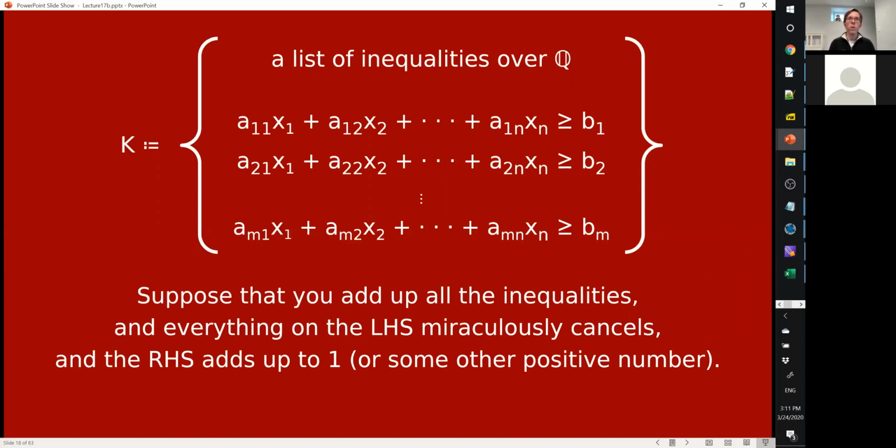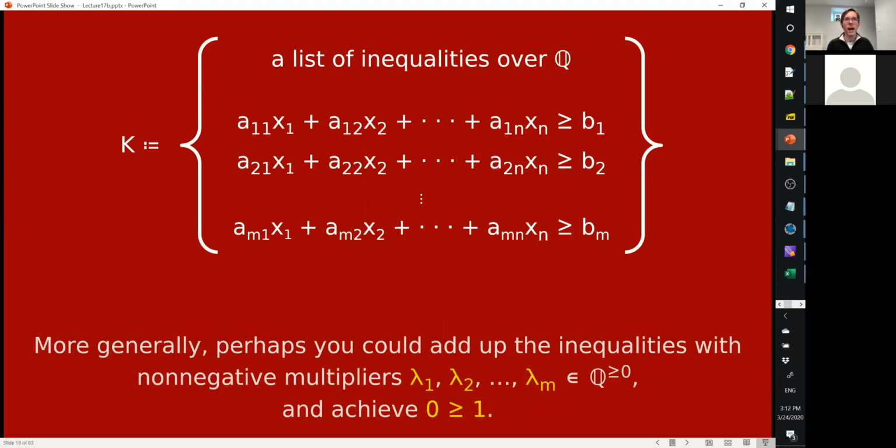And imagine, by some weird miracle, when you just formally add up the left-hand sides, all the coefficient sums add up to 0, so the left-hand side cancels out completely. You get 0 on the left-hand side, and the right-hand side adds up to the number 1 or some other positive number. Okay, then that would show that no matter what X is, if it satisfies all these inequalities, it would also satisfy their sum. And in this miraculous setting, the sum is 0 greater than or equal to 1, which is not true. And that would be a demonstration that these inequalities have no solution.